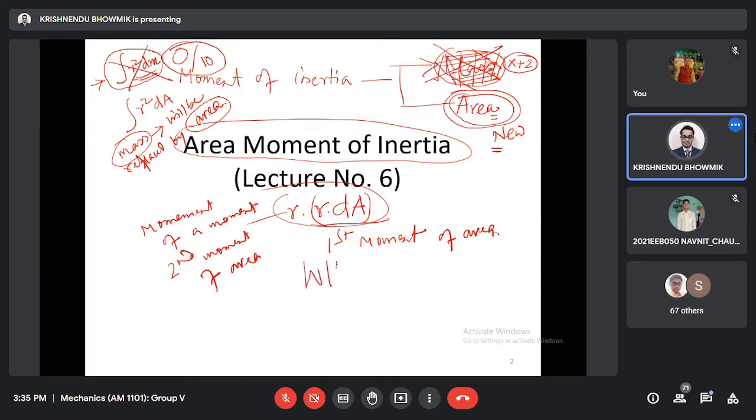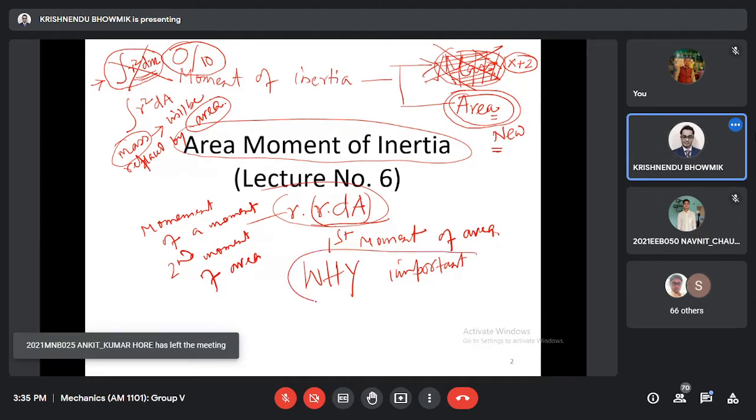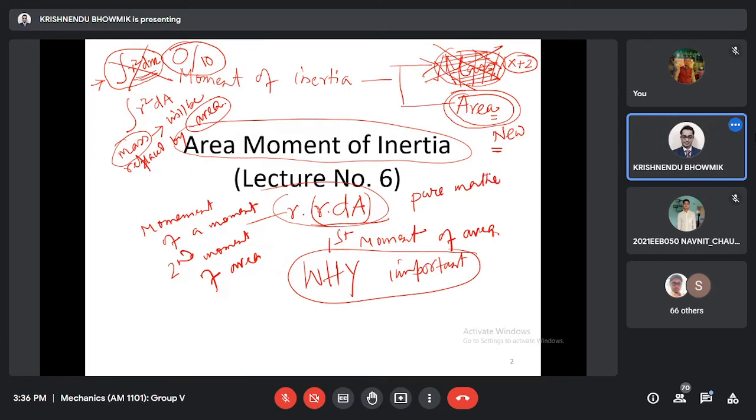Why is it important? What is the physical significance? Why will we be using this? This is a purely mathematical expression, so there is no such physical significance, but this area moment of inertia, the second moment of area, will be required for a few cases.